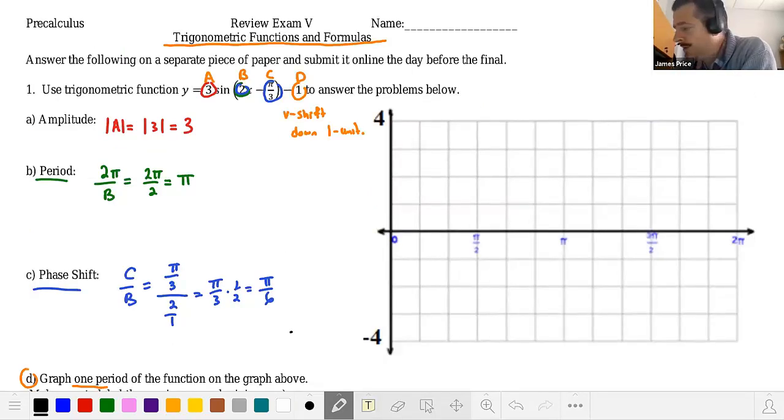graph of the sine function. Remember the sine function, you just have to remember the first part, right? The starting point. When you plug in 0, you get out 0. When you plug in pi over 2, you get out height 1. So put that up there. When you plug in pi, you get back 0. 3 pi over 2, you get negative 1 and back to 0 at 2 pi.